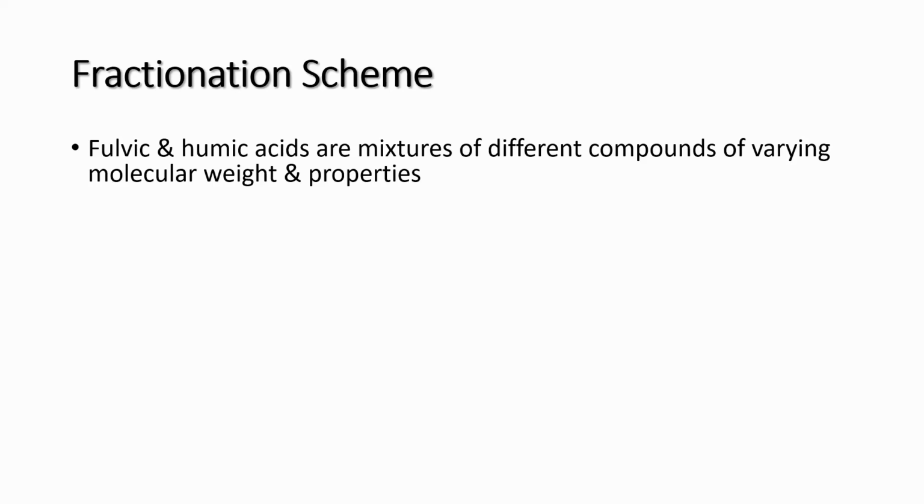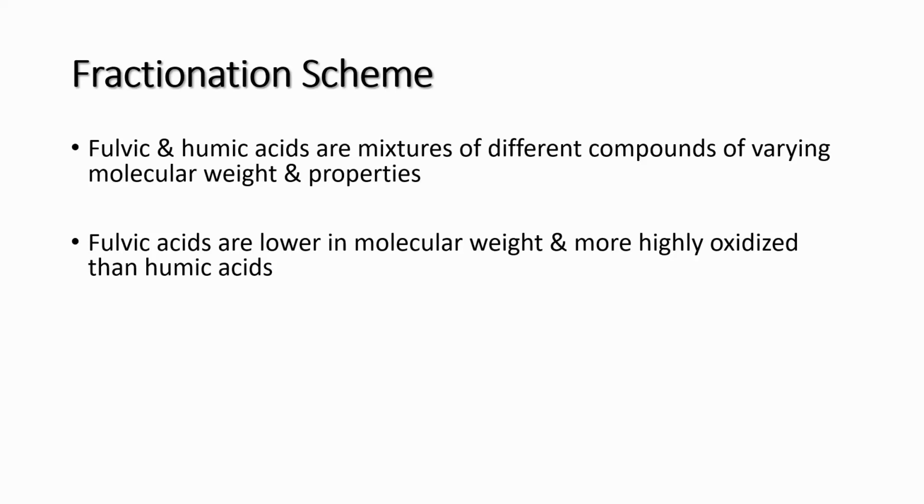One of them is soluble, the other one is non-soluble. Both have different chemical properties, different masses, and different affinities. So that's simple chemistry actually. Fulvic acids are lower in molecular weight and more highly oxidized than humic acids. So lighter in weight, easily soluble in water and in other parts of the soils, while humic acid is non-soluble and highly oxidized.